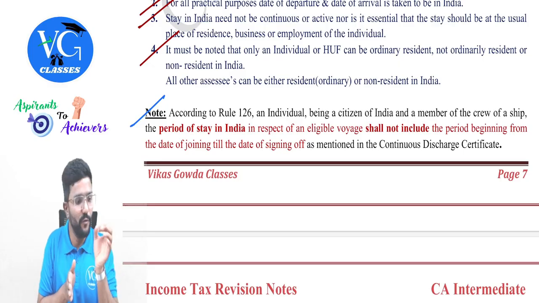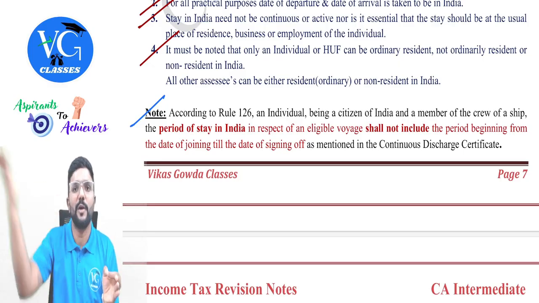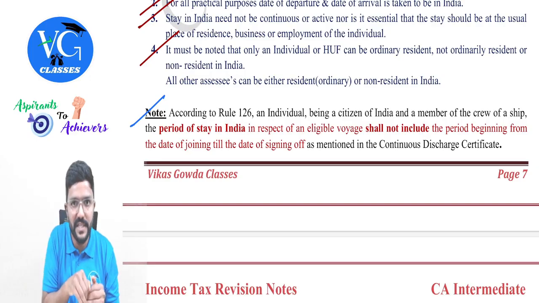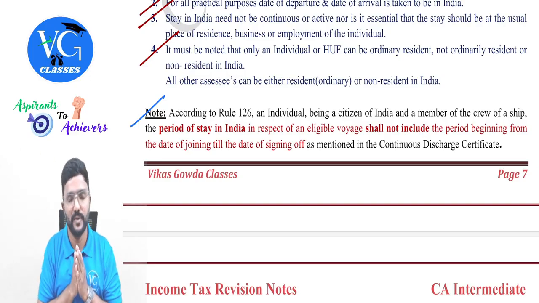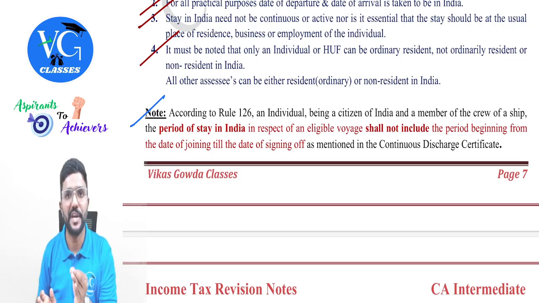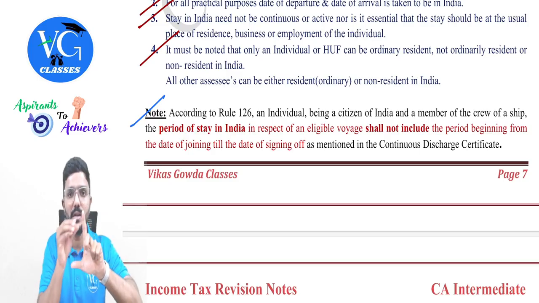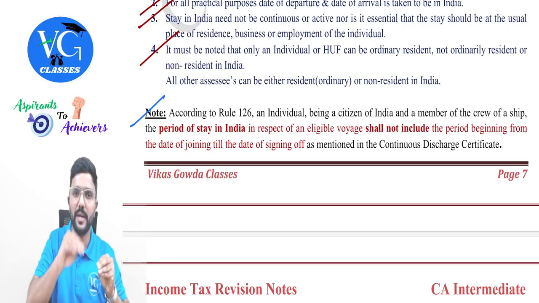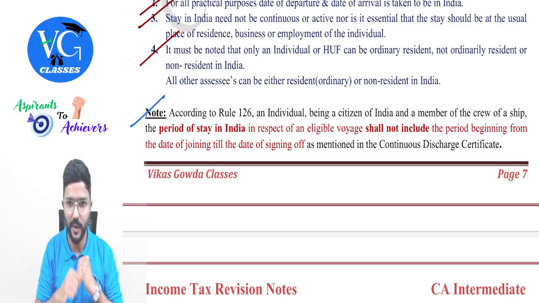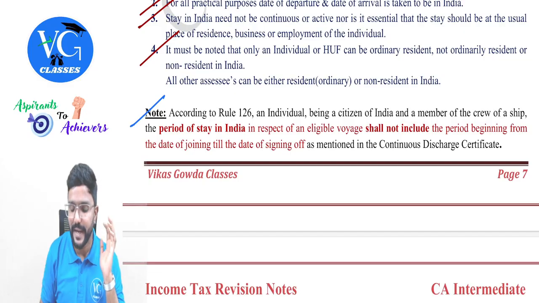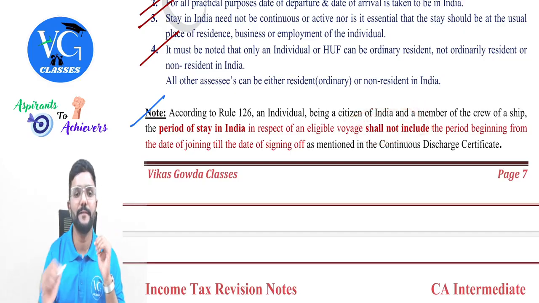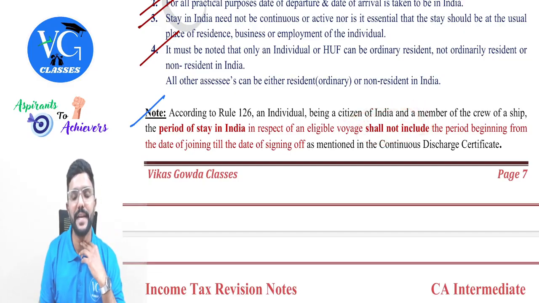For example, if the origin point is in India, the destination should be outside India. Or else if the destination is in India, the origin should be outside India. We call it an eligible voyage. I repeat once again, an eligible voyage means one which is carrying passengers or goods in international traffic, that is, either the origin or destination point should be in India and the other one should be outside India. Okay, sir. It shall not include the period beginning from the date of joining till the date of signing off as mentioned in the continuous discharge certificate.